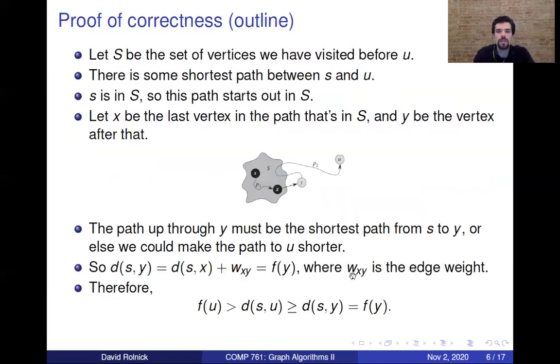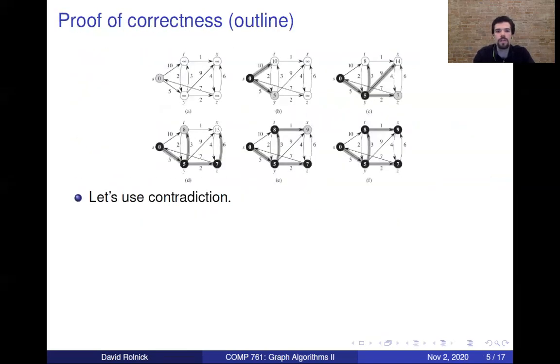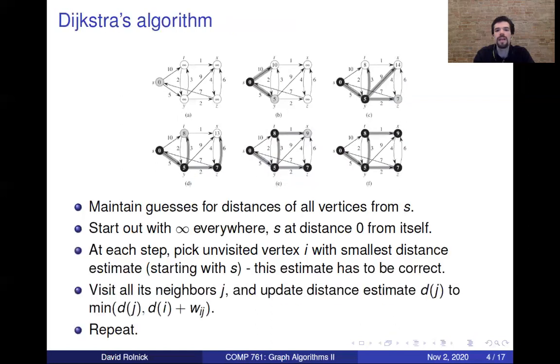is written down here. Maintain guesses for the distances of all vertices from S. Start out with infinity everywhere, and S at distance zero. At each step, you pick the unvisited vertex with the smallest distance estimate, starting with S. And we claim that this estimate has to be correct. This is what we prove. We visit all its neighbors and we update the distances according to this. And then we repeat until we're done. That is the inductive step in Dijkstra's algorithm.